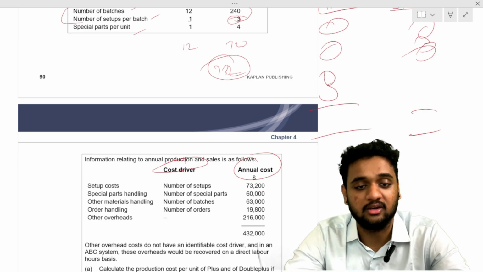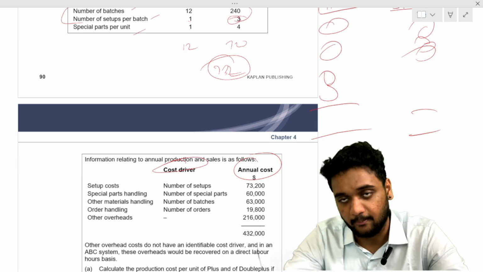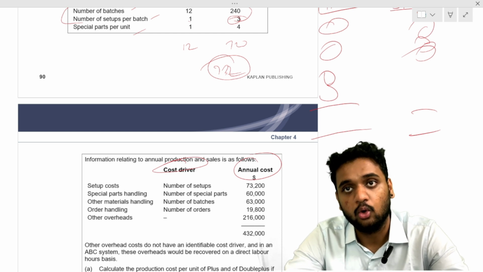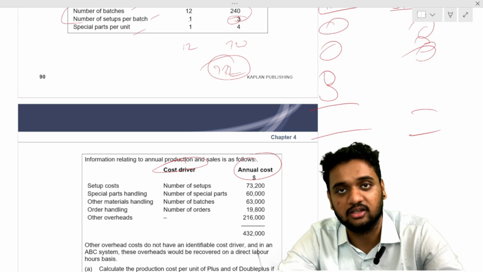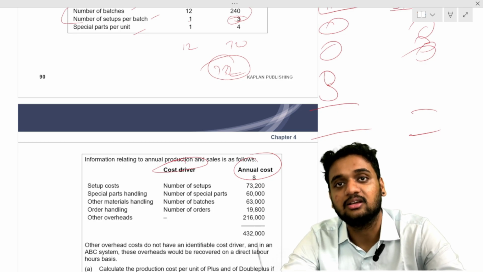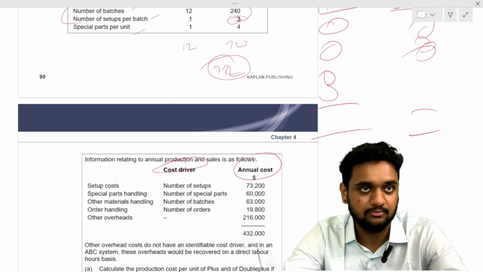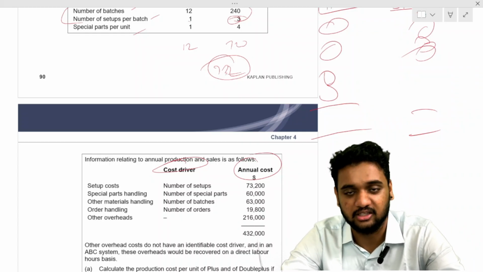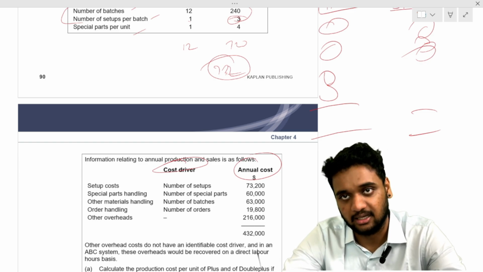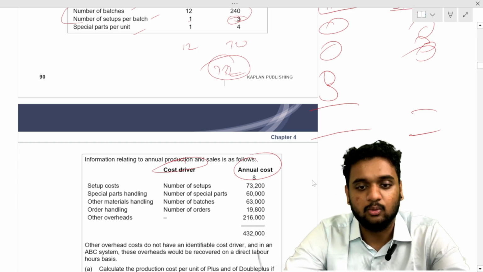Cost over absorption rate, setup cost per setup: 732. Overhead absorption rate. First tell that, then tell the cost. What is the cost here? Setup cost is 732 per setup. Overhead absorption rate for setup cost is equal to 732 per setup. Understood?